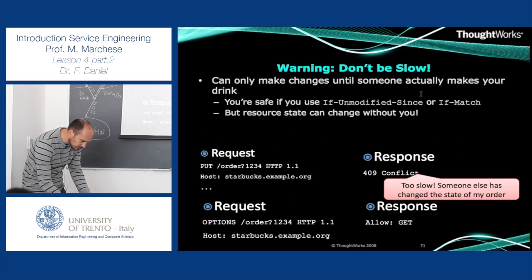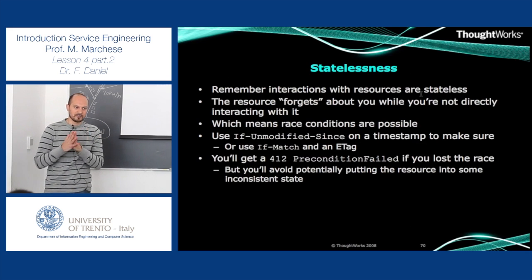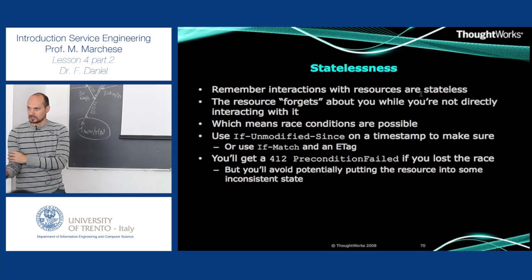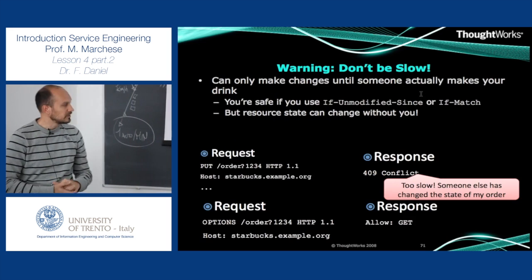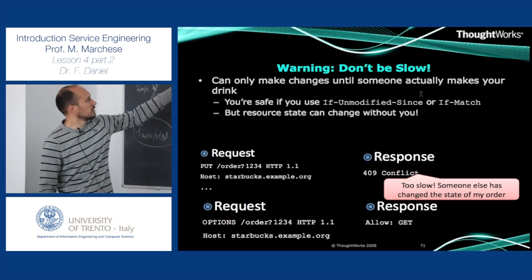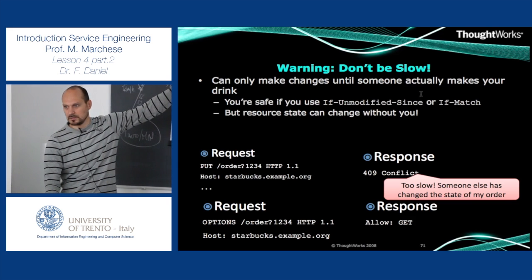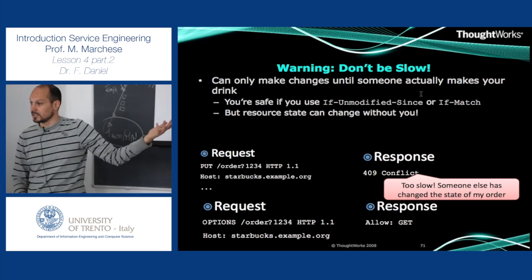Yes, statelessness, this is what we already explained. So what could happen if we were just too slow? I said we placed the order, and they started already making the coffee. We are too slow, we want to update the order. It would not be possible to update the order any longer. So in RESTful terminology, what could happen is this. We try to do the PUT on our order, and what we get back is a 409, a conflict message.